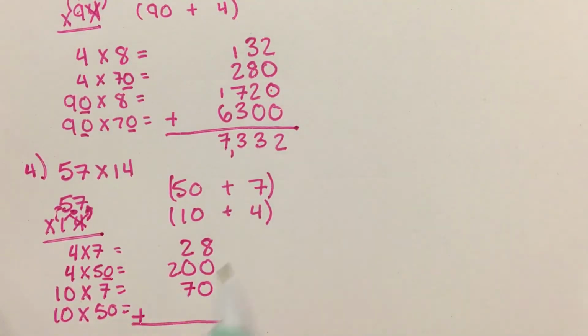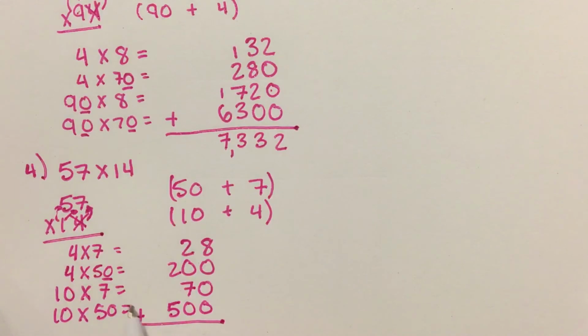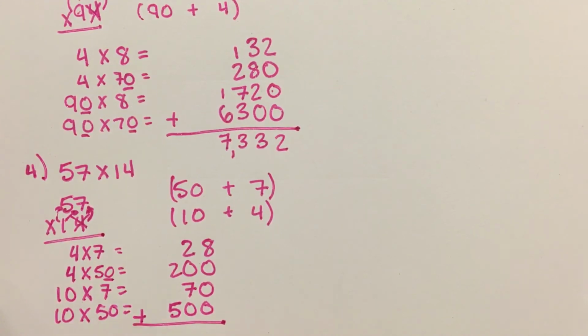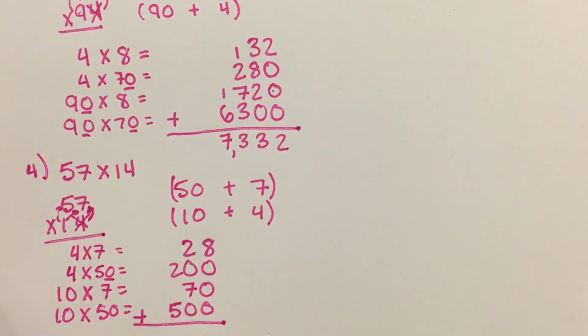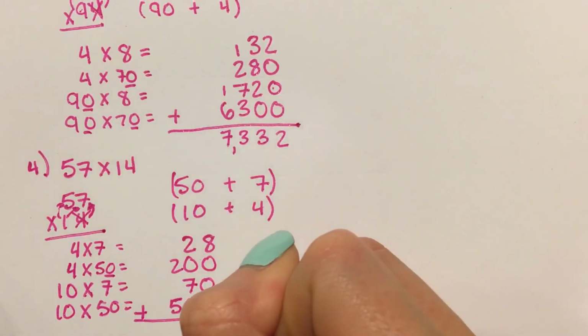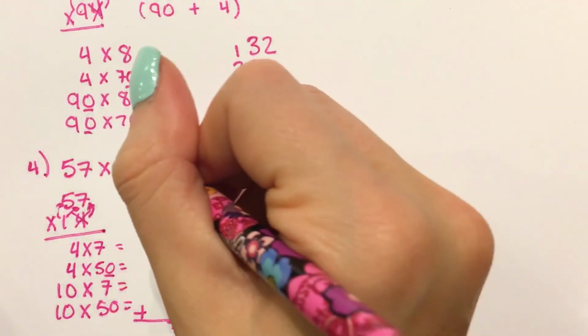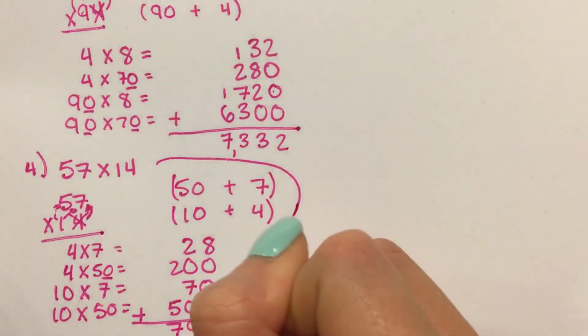And 10 times 50, you should know that that gives you 500 straight out of your brain. Because anything times 10, you're putting a 0 at the end. You could do 1 times 5 gives you 5, and then you have 2 zeros. Either way, you're going to get 500. So you did all your multiplication. Last step is to add. You get 8, 9, and 7, meaning that your product was 798.